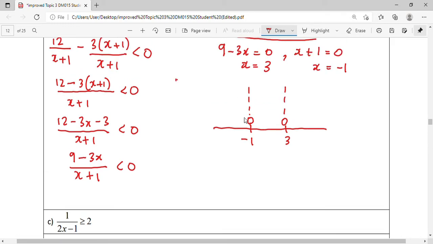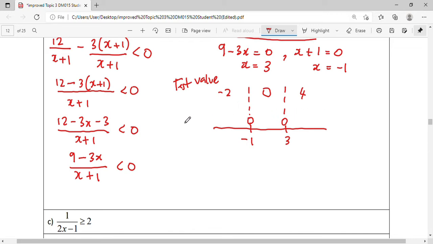Then what should you do? We find our test values, suitable test values. So for the left region, what is the suitable number? So negative 2, right? For the middle region, 0. And then for the right region here, choose 4. Okay, all right. So what is our next step?